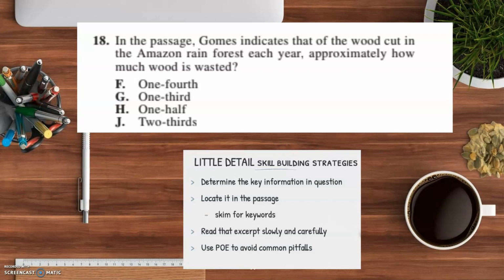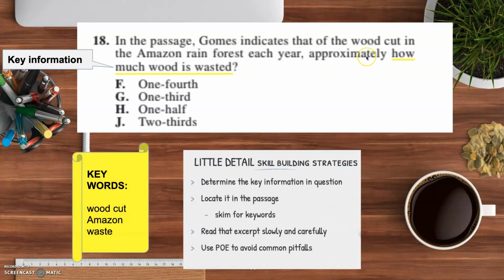All right, so our example question here says, in the passage, Gomez indicates that of the wood cut in the Amazon rainforest each year, approximately how much wood is wasted. So, let's take a look at our skill building strategies to follow these steps and figure out what the right answer is. The first thing we need to do is determine the key information in the question. So I have determined that the gist of this question is to determine how much wood is wasted. That's what I need to find out.